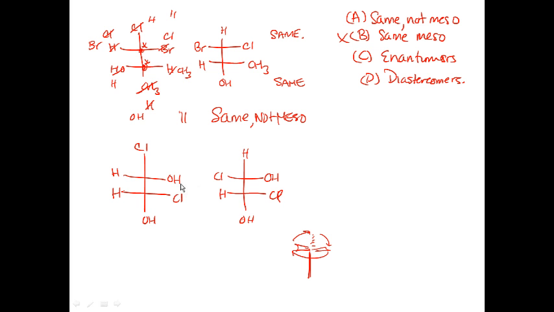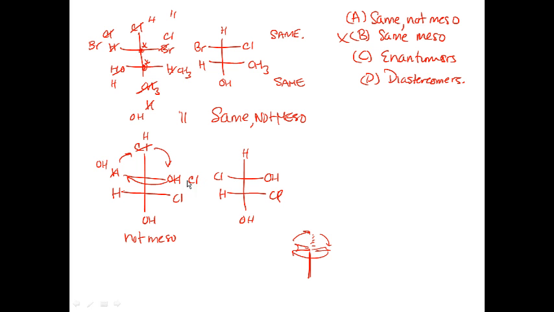If I wanted to, I could do that for this top molecule, for the top carbon and the bottom carbon. So for instance, let's say that I rotate my chlorine over here, my OH over here, and my H up here. Now the chlorines match up, but the H's and the OH's don't, so therefore this molecule is not meso.